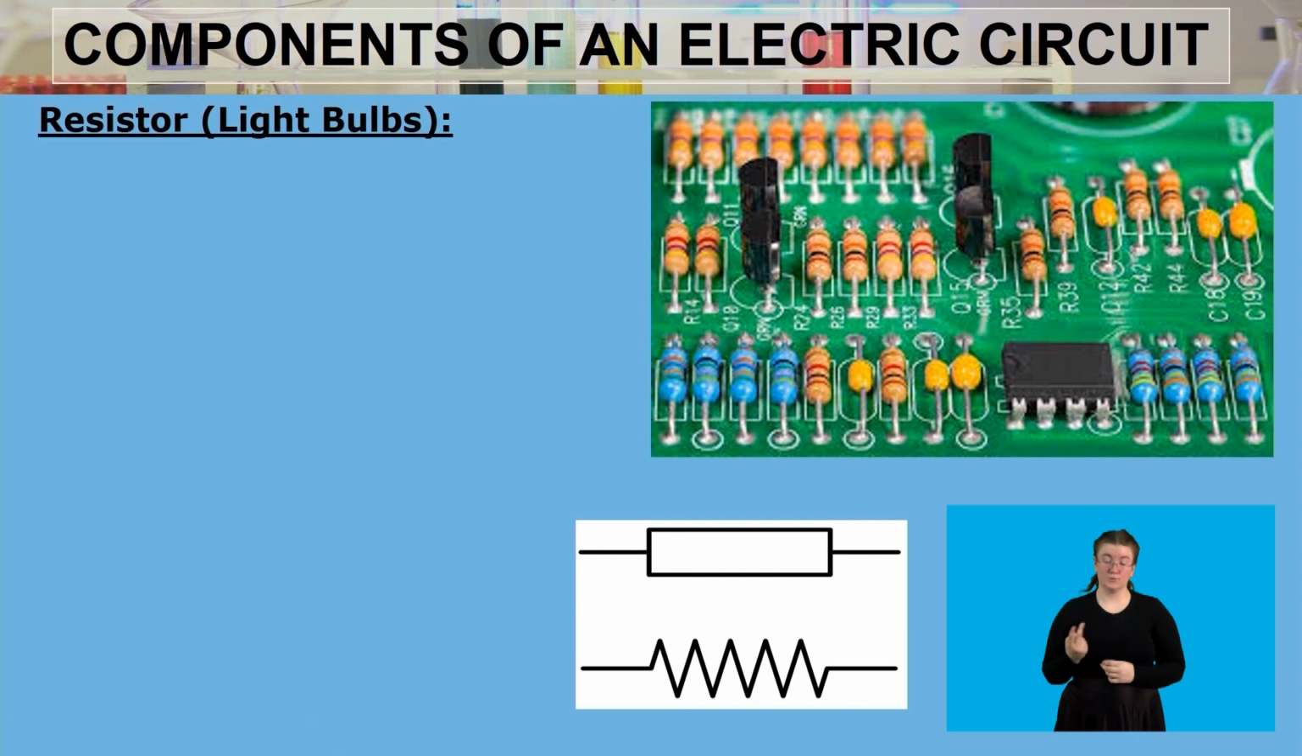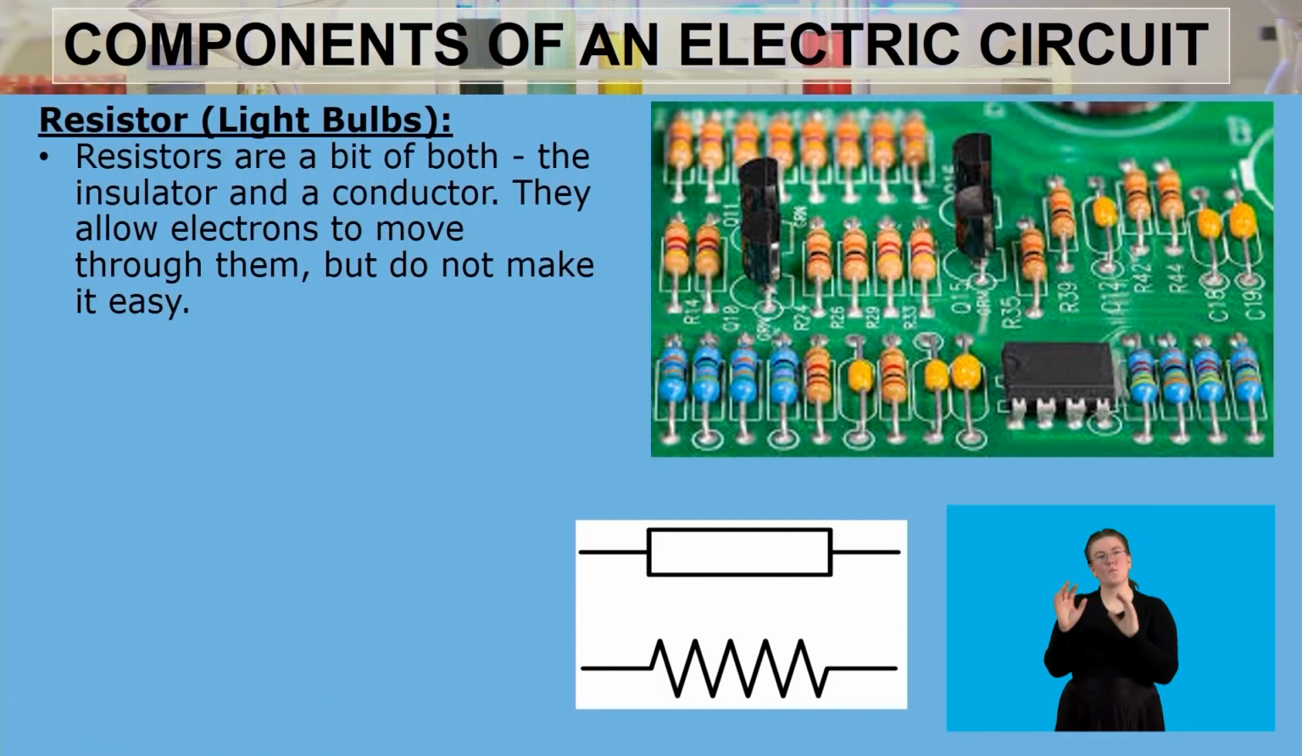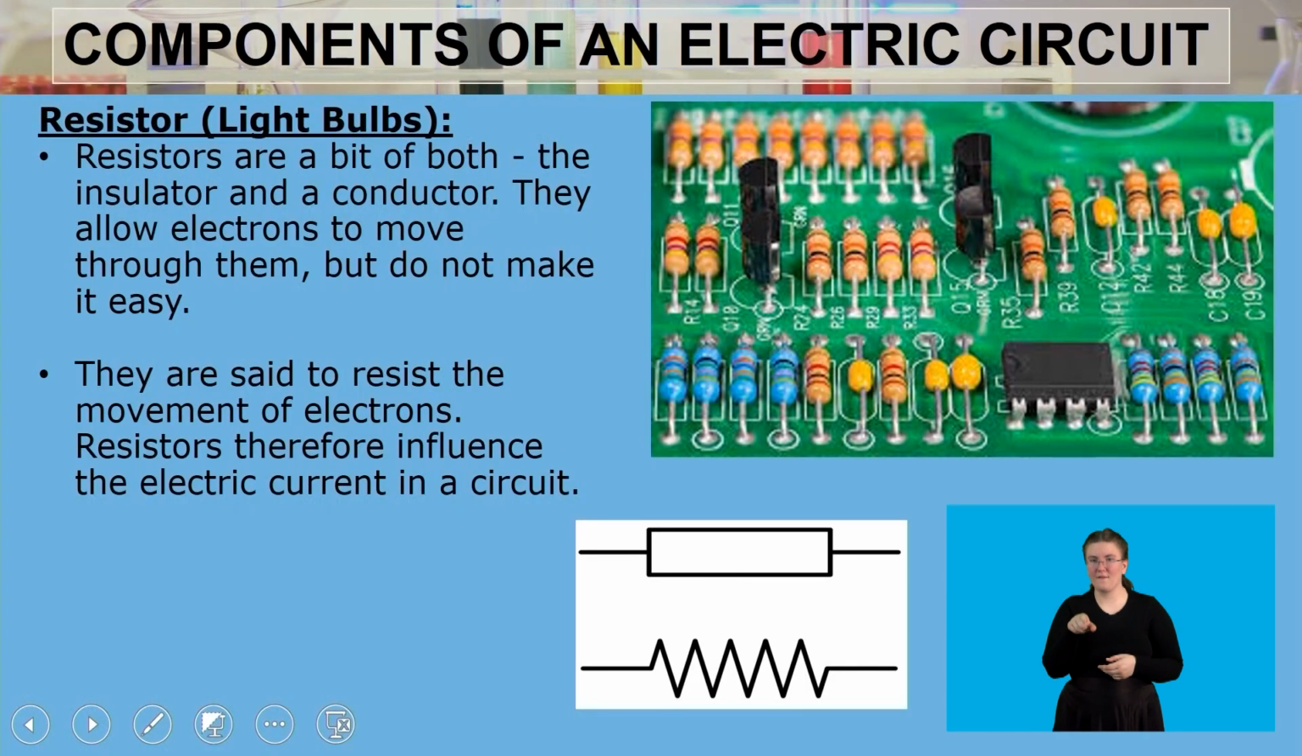In addition to that, we also have resistors. In this case, we're talking about light bulbs, which are resistors that we find in an electric circuit. We know that resistors are a bit of both an insulator and a conductor. Why? They are conductors because they do allow electric current to pass through, but they are a bit like insulators because they do not make it easy for that electric current to pass through. So they are said to resist the movement of electrons.